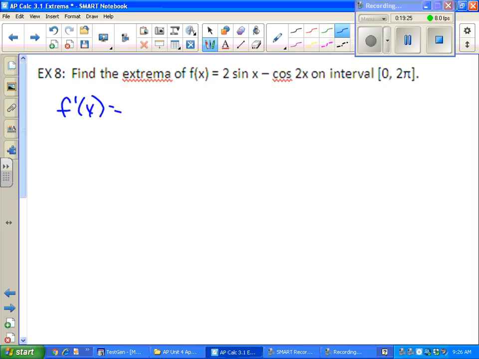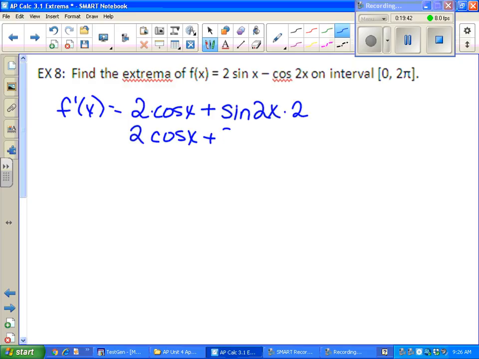The derivative of 2 sine x is 2 cosine x, plus sine of 2x times 2, which is going to be 2 cosine x plus 2 sine 2x. Sine 2x, ding, ding, ding: double angle formula. Who remembers the double angle formulas? On your note cards, I kind of asked. It's 2 sine x cosine x.